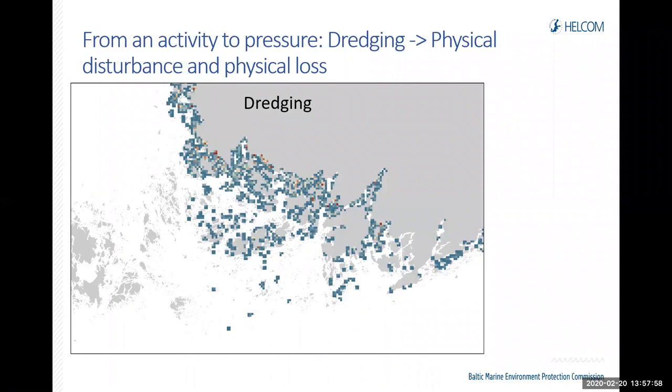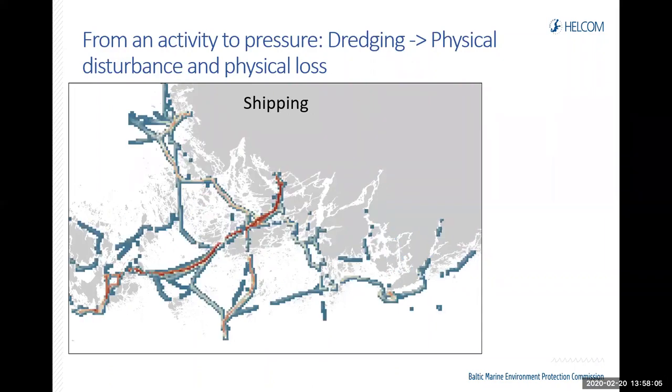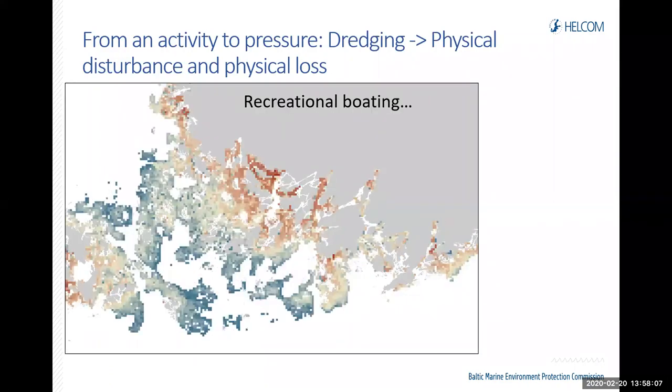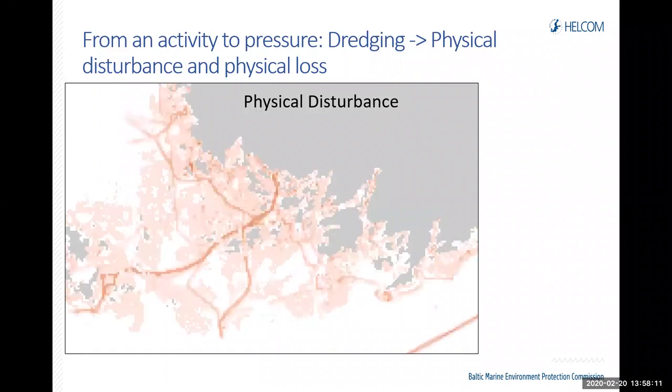I have an example here for physical disturbance around the Archipelago Sea. So this is the disturbance caused by dredging, and then you combine it with other layers, such as shipping and recreational boating, and all the other layers. Then after that, you sum them up, and you get the final layer for physical disturbance.